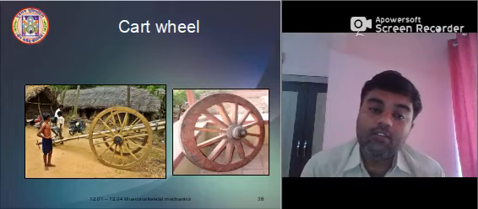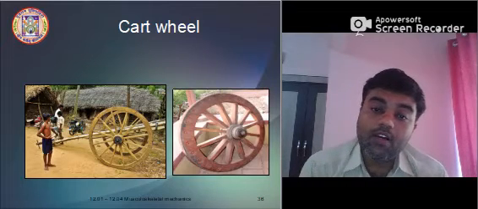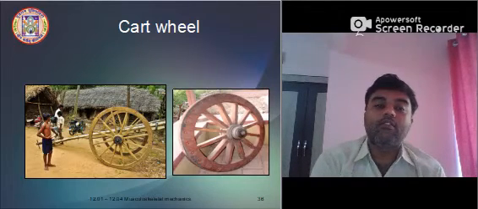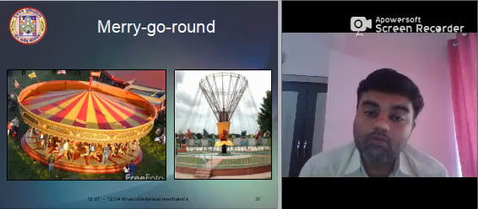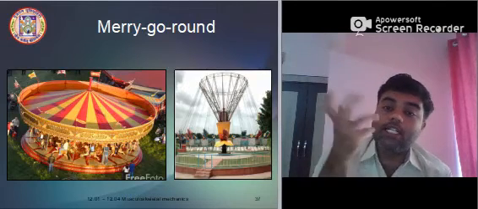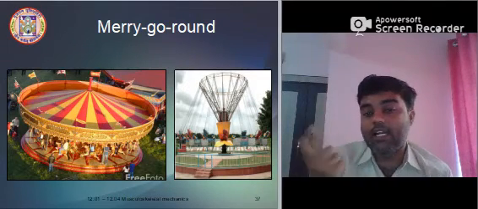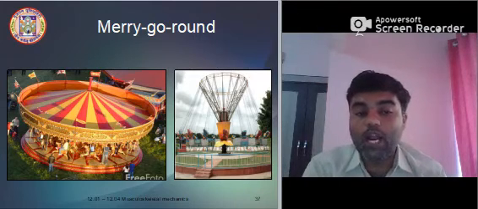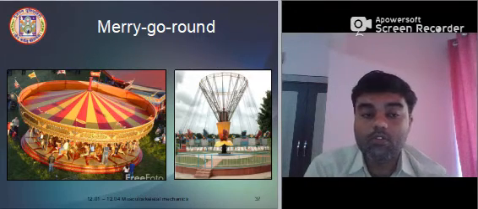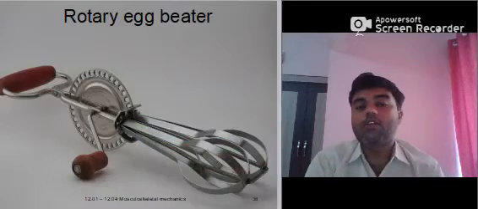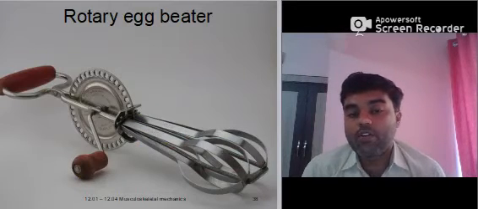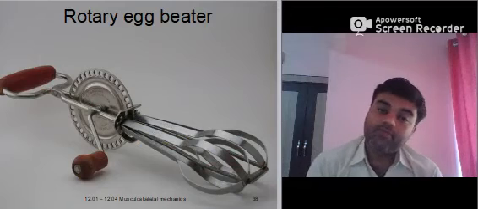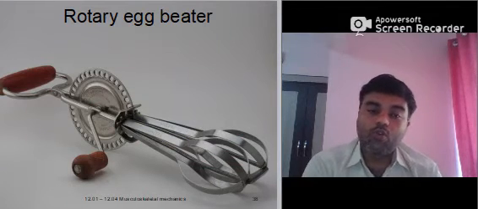See, cartwheel: force is given by the center. See, merry-go-round: in between, a motor is there. The motor is rotating in this way and it will go round and round. This is the classic example of type 2 wheel. So let's go through the description.